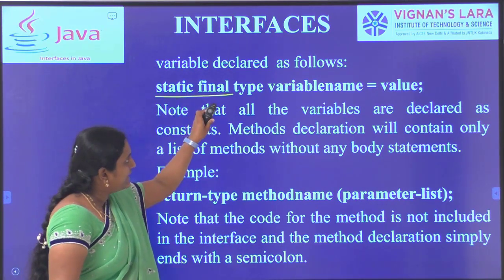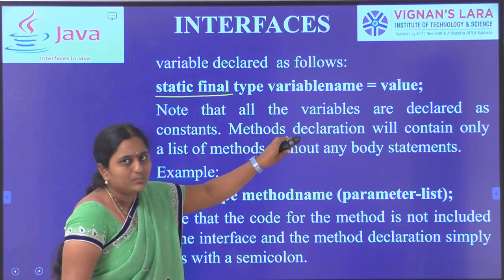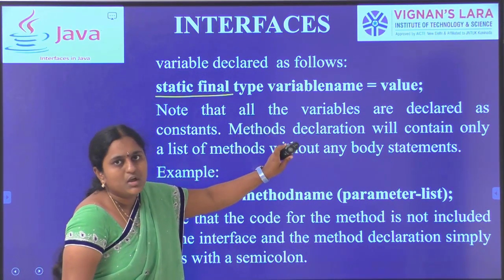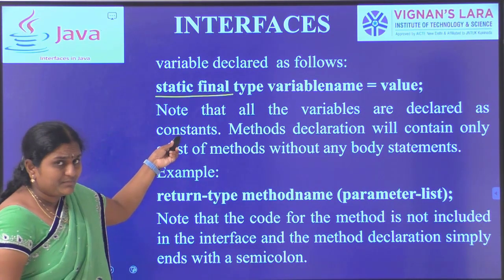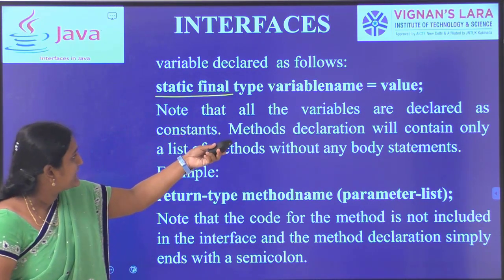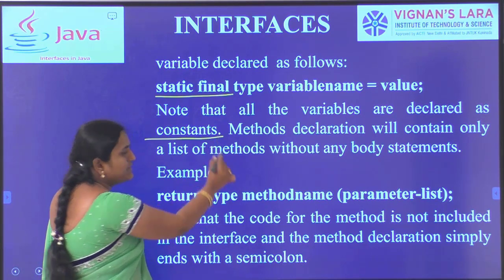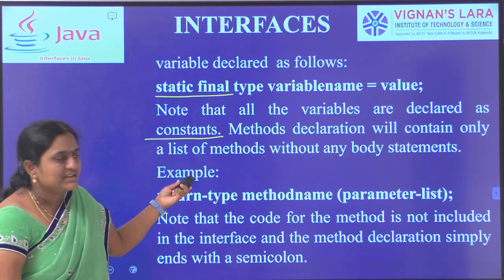Here, the syntax is static final, type, variable name equal to value. Because they are final, the variables are declared as constants. Final variables act as constants in Java.